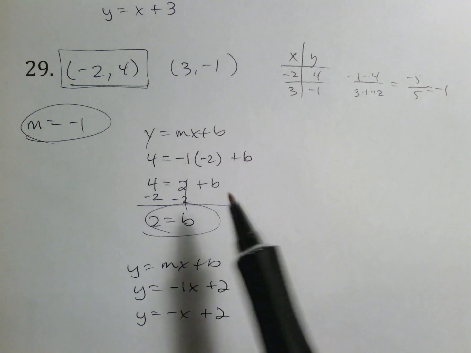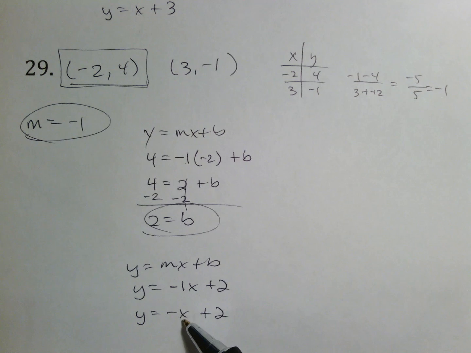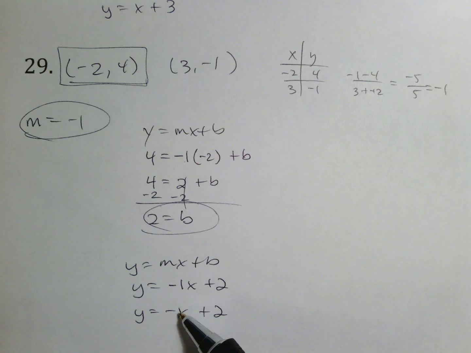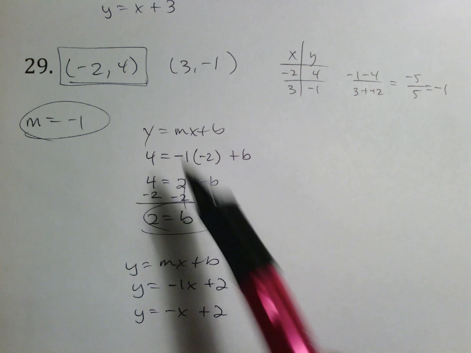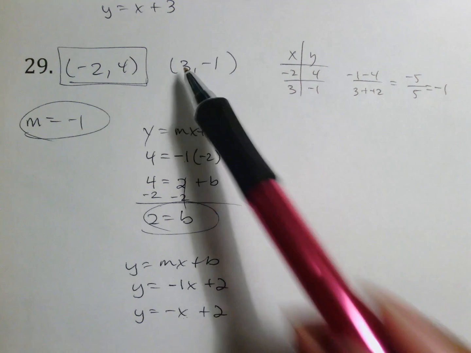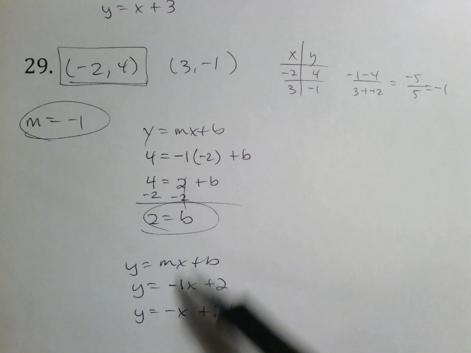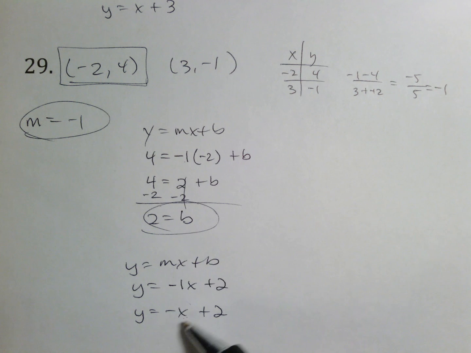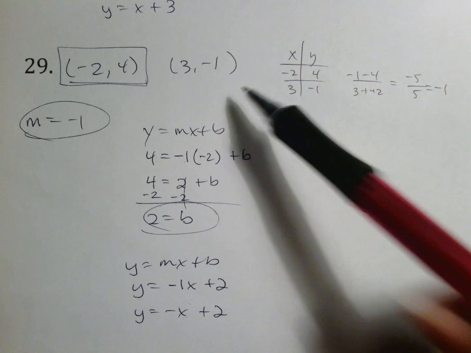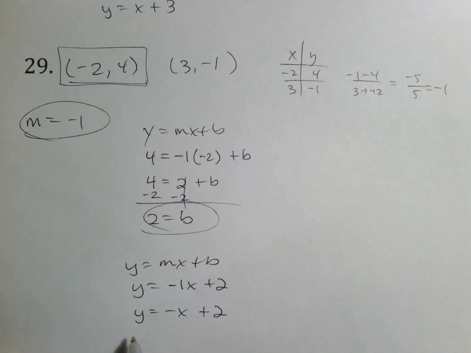And again, let's do a quick check on this. Take that negative 2 and plug it in. The opposite of negative 2 is positive 2. Positive 2 plus 2 is 4, which works. Taking the 3, if I was to put a positive 3 in there, the opposite of 3 is negative 3. Negative 3 plus 2 is negative 1. So this seems to be the right answer in both situations.